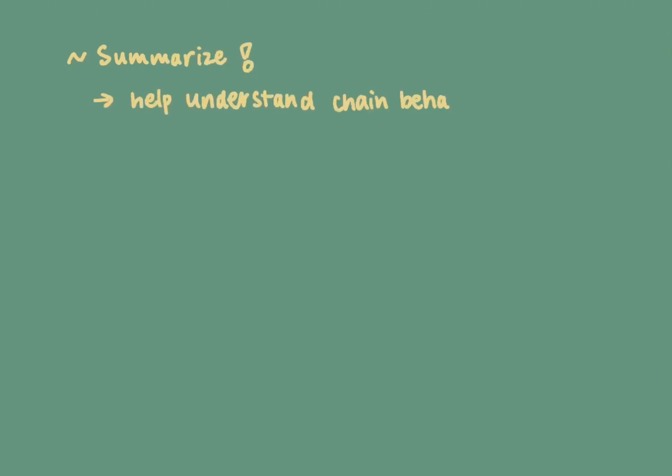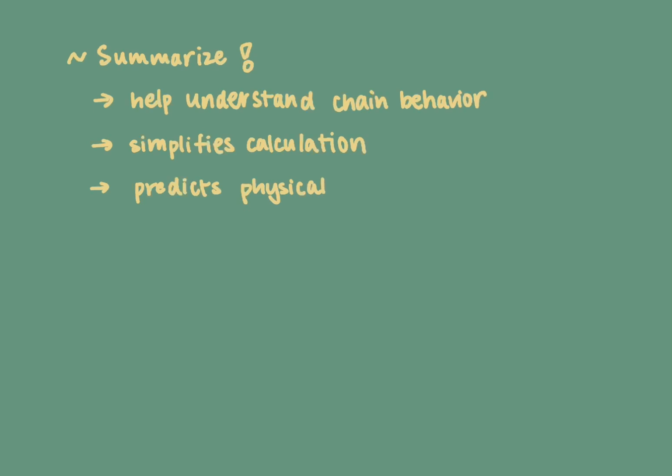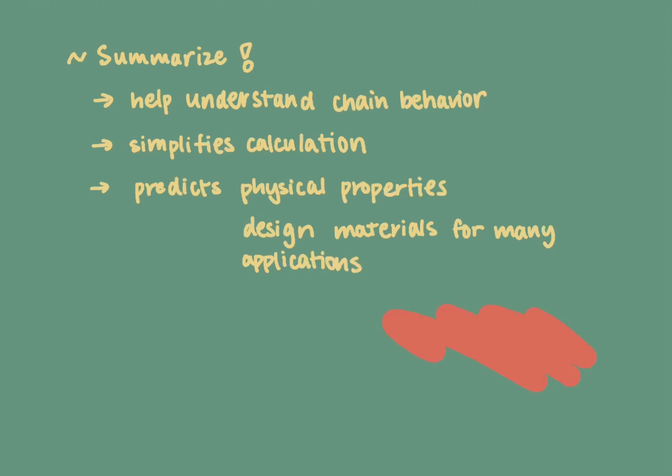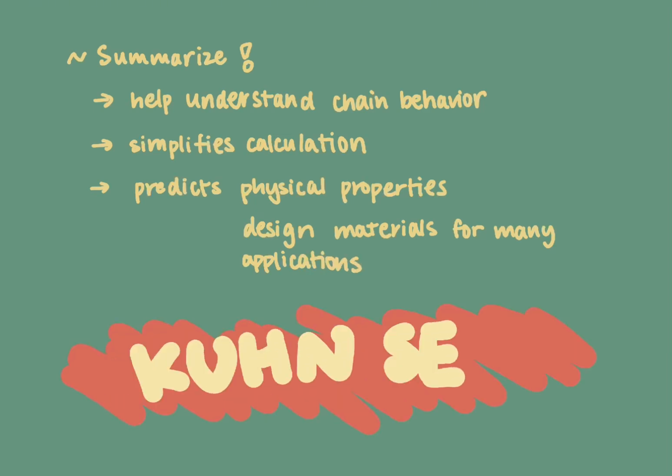To summarize, Kuhn segment length is critical in multiple polymer science topics as it helps us to understand the chain behavior under different conditions such as stretching, compression, or flow. It also significantly simplifies the calculation and helps to predict the physical properties and design materials for many applications, such as in plastics, textiles, and biotechnology.